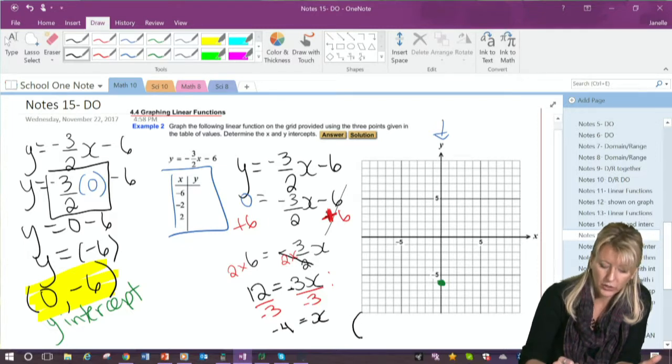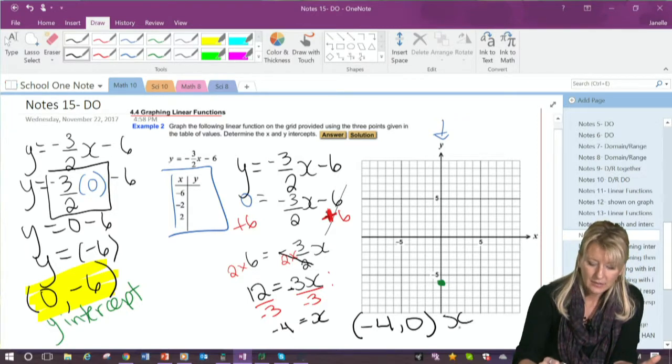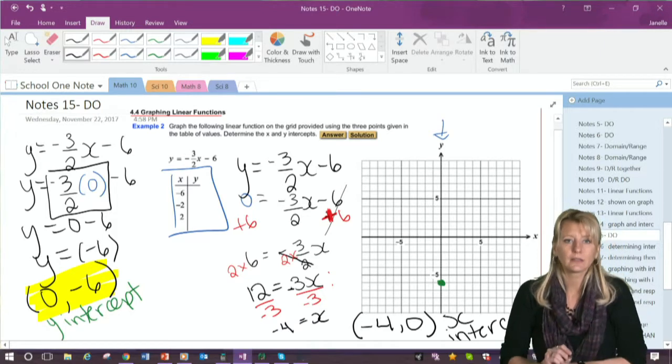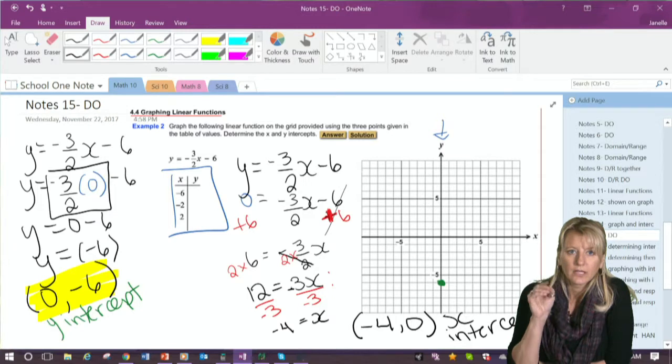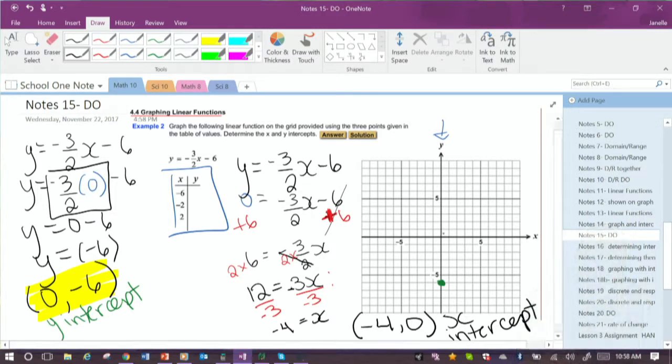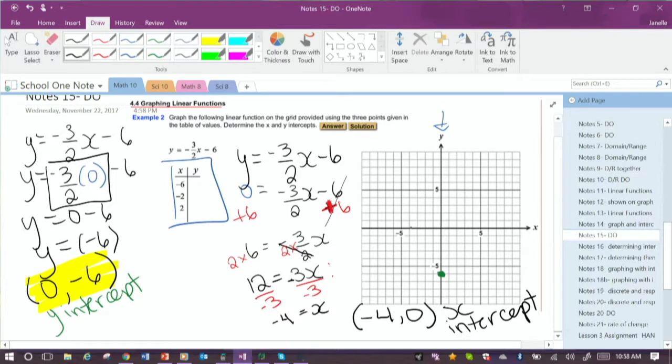So therefore, my coordinate for the x-intercept, where it crosses the x line, 0 is y. So it's going to be 0. So I go to -4. Where is -4? I'm going to change my color. Sorry, one second. I'm going to do -4 here, and that is where it crosses the x-intercept.